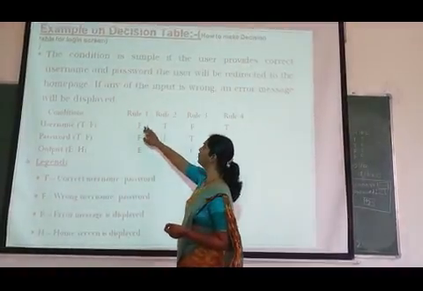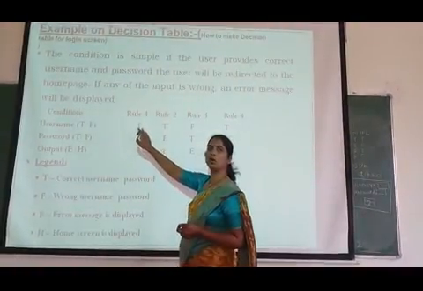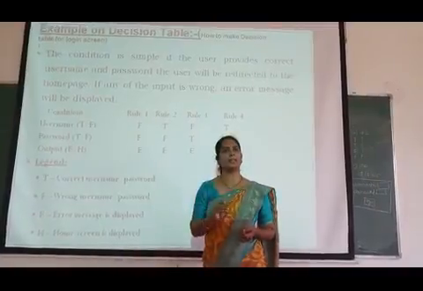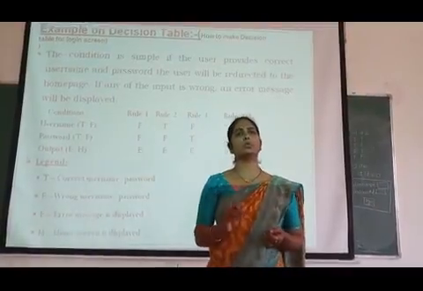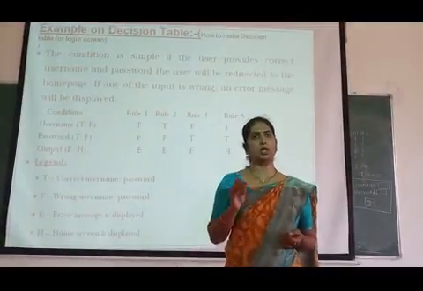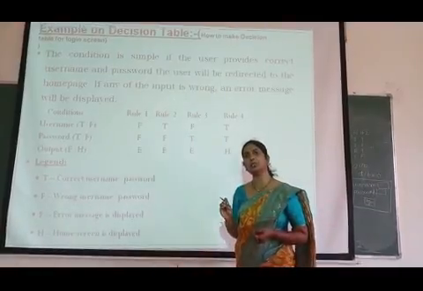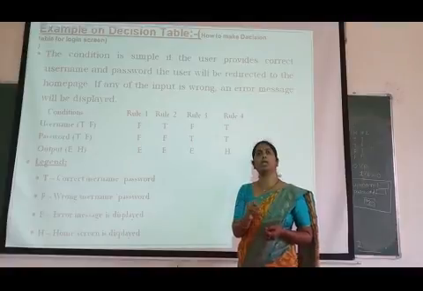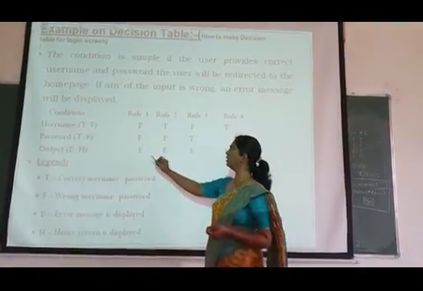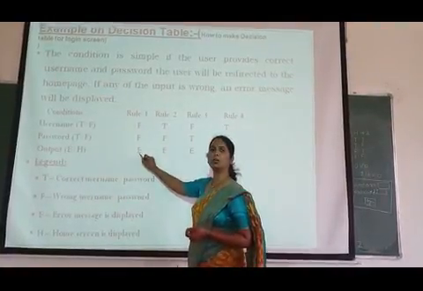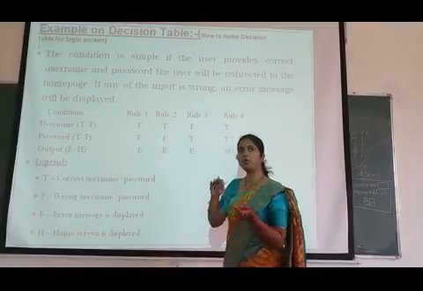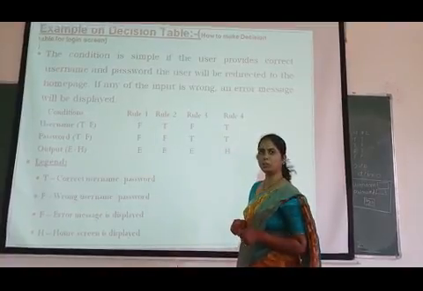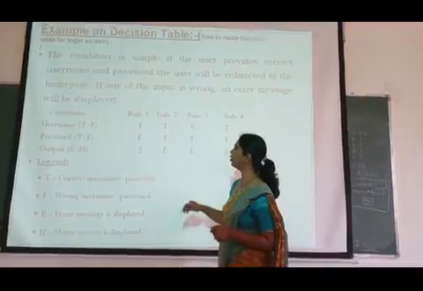F means false, which means wrong. The user has entered the wrong username and password. If the user enters both things incorrectly, then the error message is going to be displayed to the user. Now move to the second combination, that is rule 2.